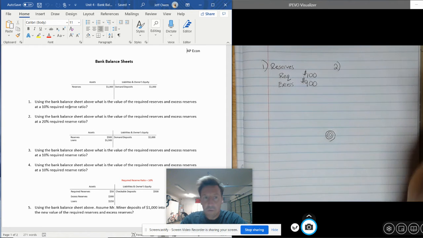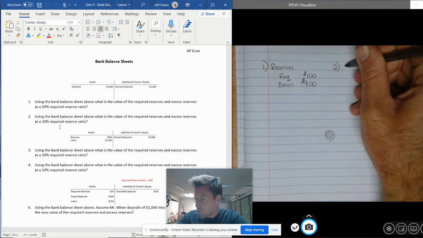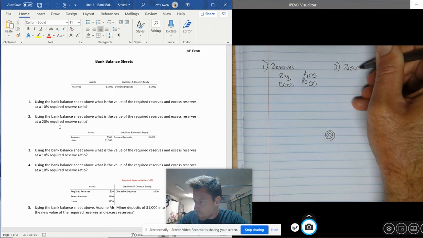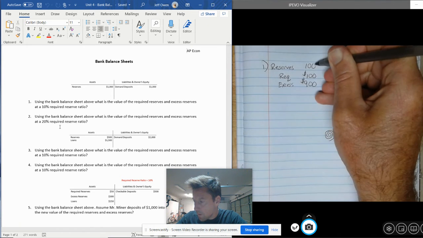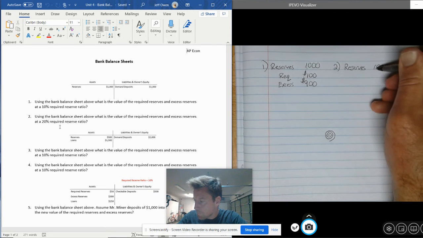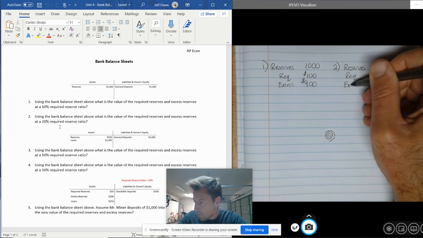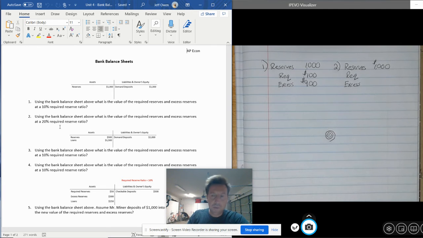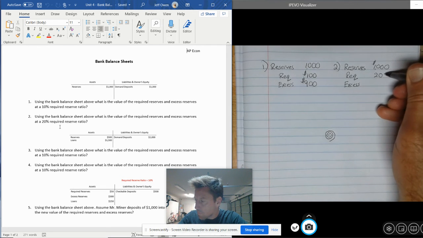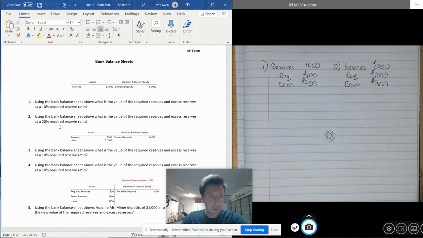Number two, same problem, same T-chart. Using the bank balance sheet above, what's the value of the required reserves and excess reserves at a 20% required reserve ratio? All right, so once again, our total reserves, put that right there. Our reserves here, again, were 1,000. We have our required reserves, and we have our excess reserves. This time they said 20%, so 20% of 1,000 is 200 bucks. Subtract them, you get your excess reserve of $800. Boom.